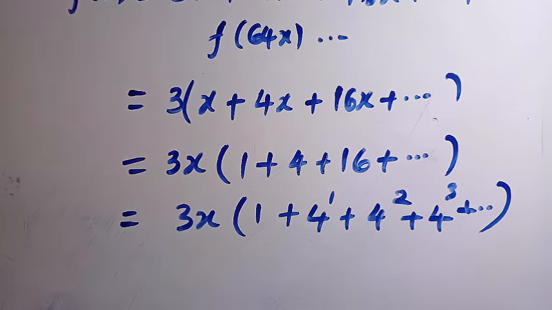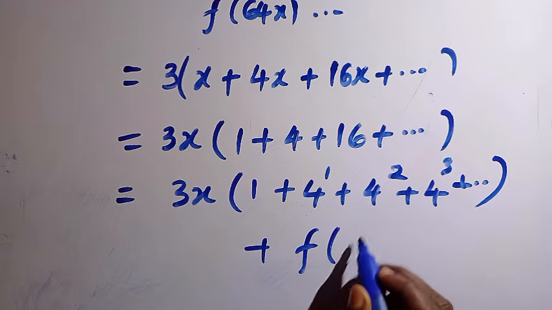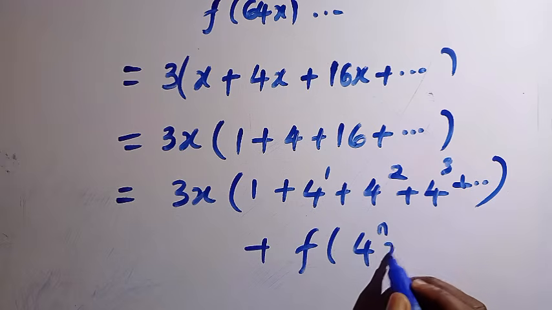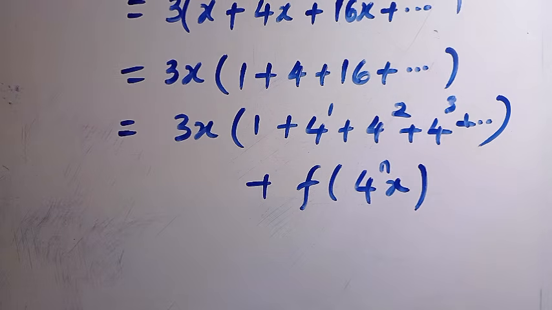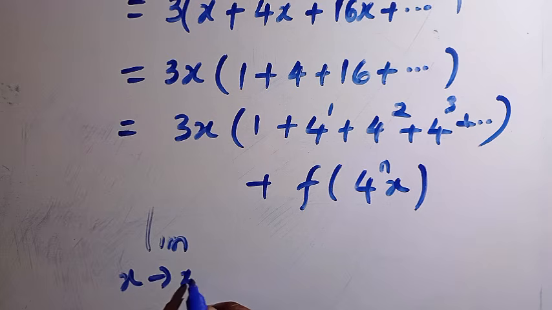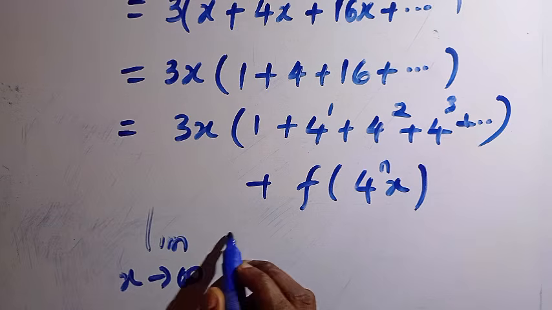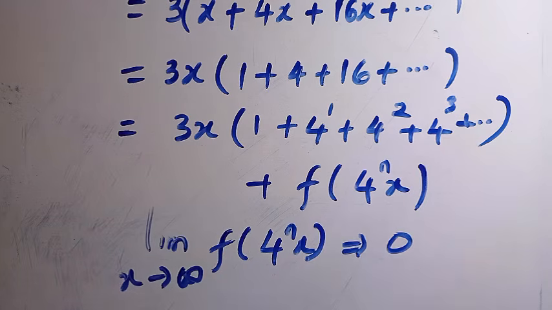With what we have here, we are going to have a function f of 4 raised to the power of n, then multiplied by x. Since this is the multiples of 4, we have 4 raised to the power n x. The next thing we consider is, let's say I take the limit of this. If I take the limit as x tends to infinity, for instance, then f of 4 raised to the power nx is going to give us 0.